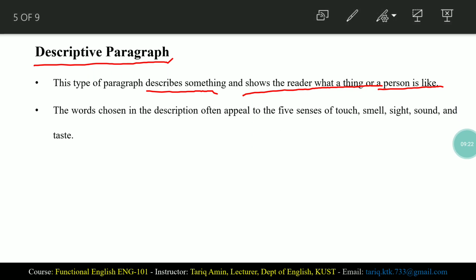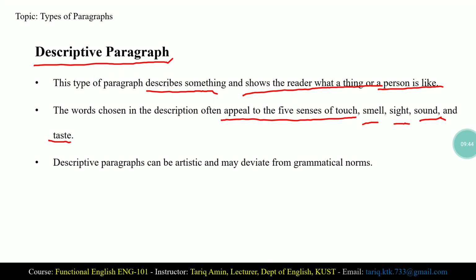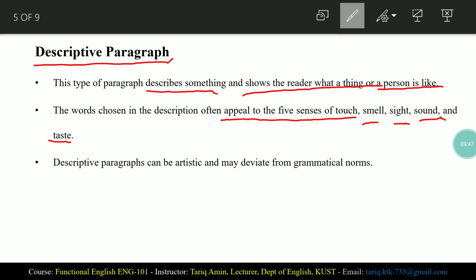The words chosen in the description often appeal to the five senses of touch, smell, sight, sound, and the last one is taste. So your description most of the time appeals to these five senses. The first one is touch, second is smell, the third is sight, sound, and taste. Descriptive paragraphs can be artistic and may deviate from grammatical norms. Very important point, that descriptive paragraph may deviate from grammatical norms.